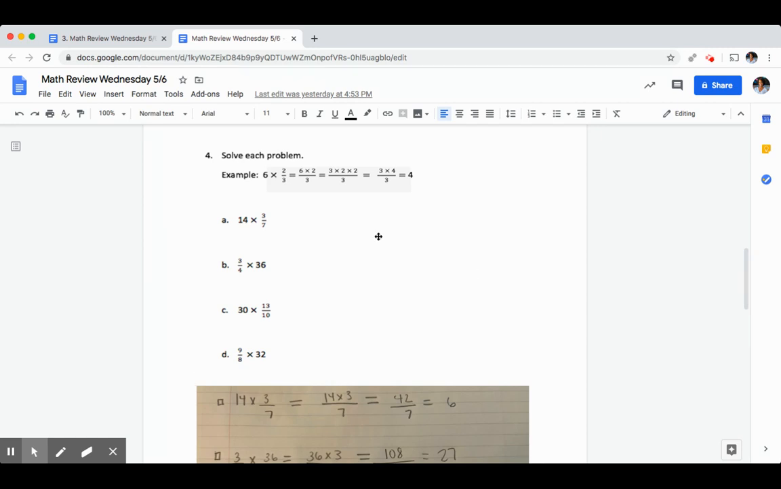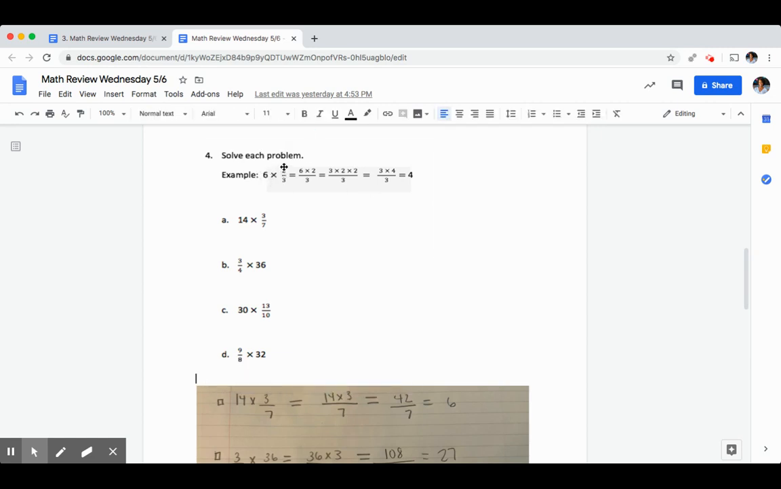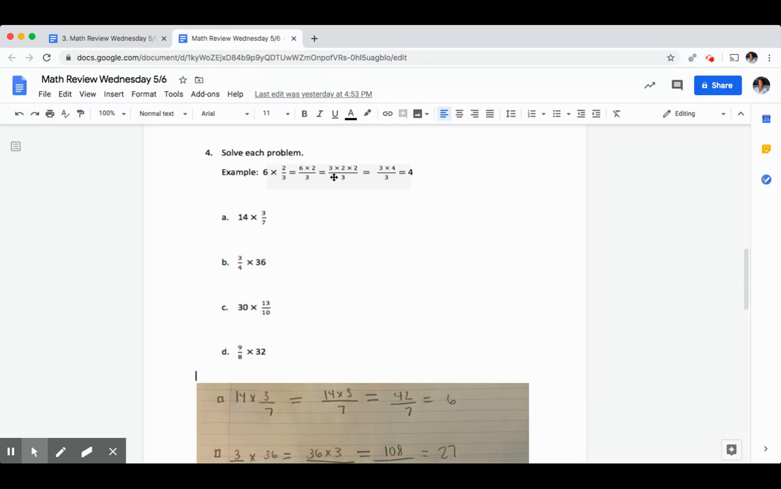When you multiply a whole number times a fraction, you multiply the whole number and the numerator, and you leave the denominator the same. In the example at the top, it shows you that. 6 times 2/3. They multiplied the whole number 6 times the numerator 2 and left the denominator the same. 6 times 2 over 3. And then you go ahead and solve. 6 times 2 is 12. 12 over 3 can be simplified to 4 wholes.